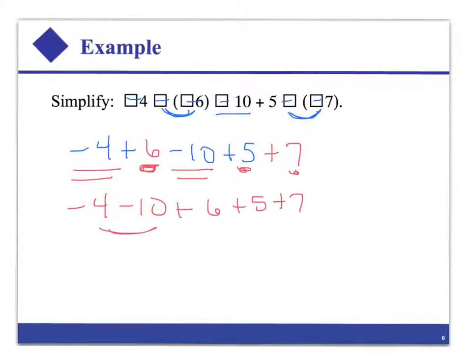So these two give us a negative 14. These three give me a positive 18. When you complete it, it gives me a positive 4. And that's your final answer. Now you could have punched it in your calculator straight in using your negative signs and your subtraction signs. But just be very careful. Make sure you know how to use your calculator.